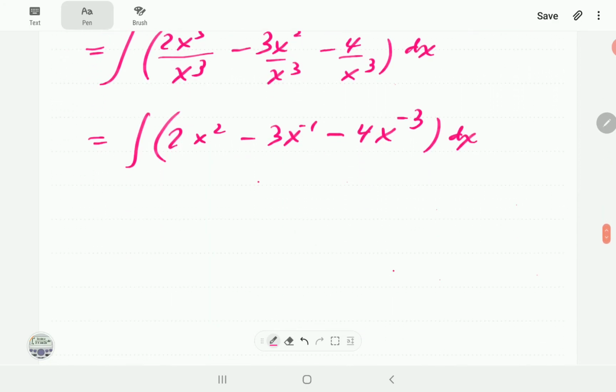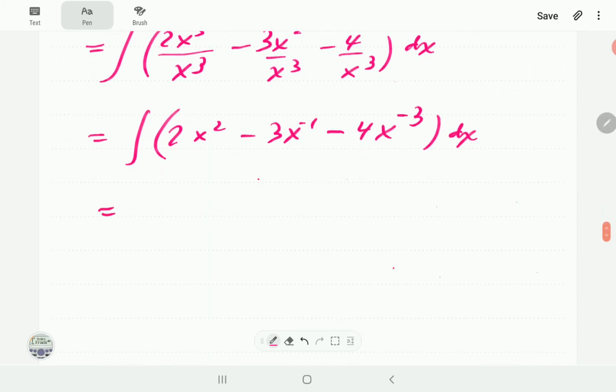Simply add 1 and divide. So in this first case, if we add 1, that is going to be 3. So it's going to be 2/3 x cubed. This one, if we add 1, we get 0. So we notice that this is the case where the power is negative 1. So that one always integrates to give us ln.